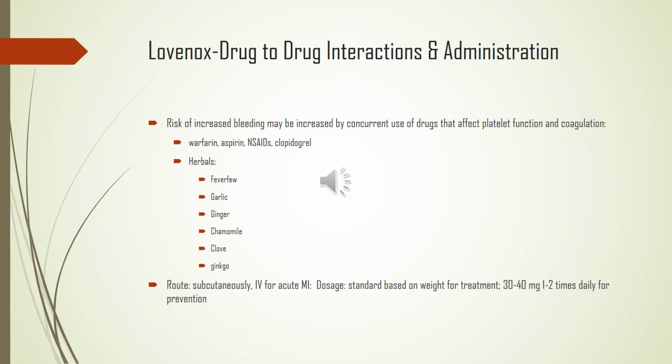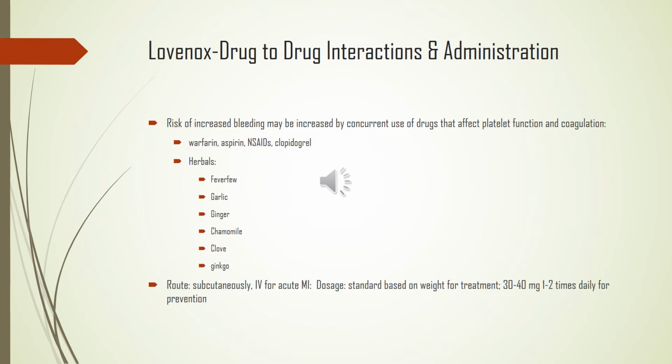Okay, now we've talked about side effects, we also need to focus on the drug to drug interactions. There is a risk of increased bleeding that may be caused by concurrent use of drugs that affect platelet function and coagulation. So there may be increased bleeding if you're using it with Coumadin. At the same time, you can use it together for some things, but there may be the increased risk for bleeding, or with aspirin, or NSAIDs, or Plavix. So you're going to want to be monitoring for blood in the urine, nosebleeds, and stuff like that.